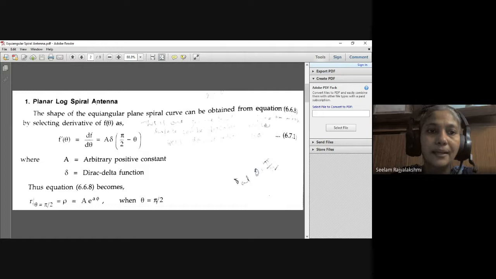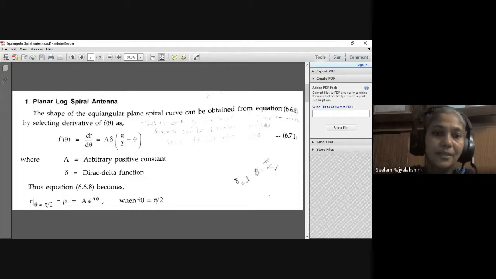Planar log spiral antenna. The shape of the equiangular plane spiral curve can be obtained from the equation by taking the derivative of f theta. That means f theta derivative we can write as f dash theta, which is df by d theta, equals a delta pi by 2 minus theta. Here a is an arbitrary positive constant, and delta is the Dirac delta function. Thus this equation becomes r at theta equals pi by 2, which is equal to rho, which equals a into e power a phi when theta equals pi by 2.